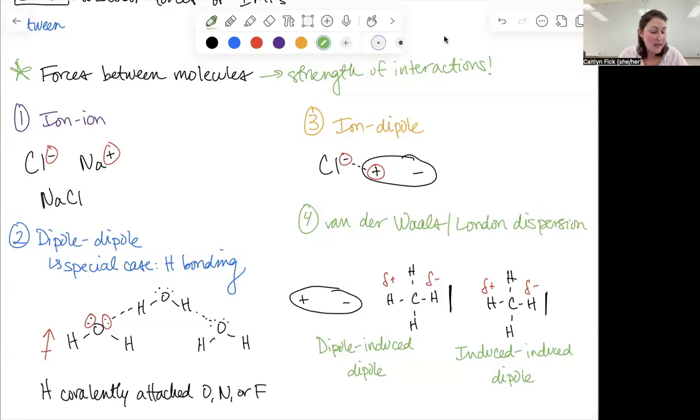Okay, so next what we're going to be talking about is what sorts of properties on the macro scale, the scale that we can see, are affected by this. And we're also going to talk about how we can identify these forces given a random molecule and do some practice problems on how to rank them in order of their intermolecular force strength.